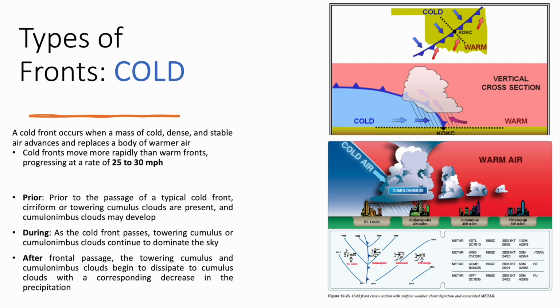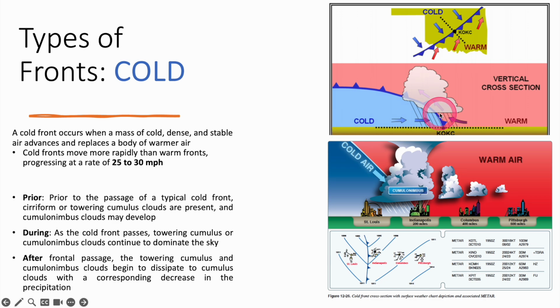First one we'll talk about is a cold front. So a cold front occurs when a cold, dense and stable air advances and overtakes a warm air mass. So these are usually fast moving, 25, 30 miles an hour. And so it plows through, comes in contact with a warm air mass, and works like a snowplow. So it pushes the warm air mass up and over, so it kind of digs underneath it.